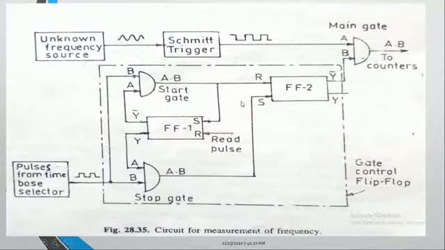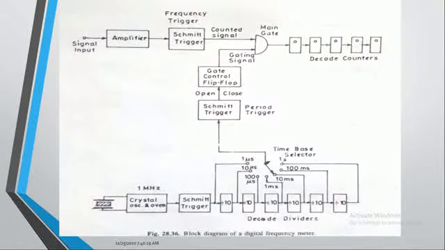So this is all about your digital frequency meter. And if you want to include all the parameters in one diagram, the diagram looks like this. In this diagram, we have the input signal, which is amplified by the amplifier, and the switch trigger is the one which converts the sinusoidal wave into the square wave. These square pulses are given as an input to the main gate, and this main gate is controlled by what? It is a switch, right? So it is controlled by the control signal. That control signal is nothing but the time based selector.